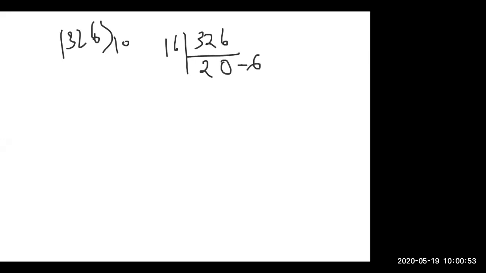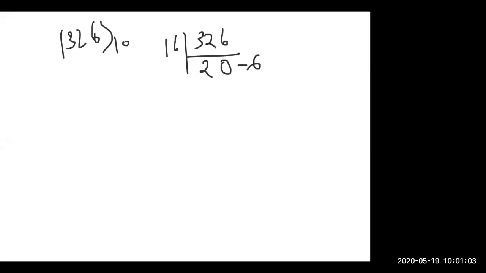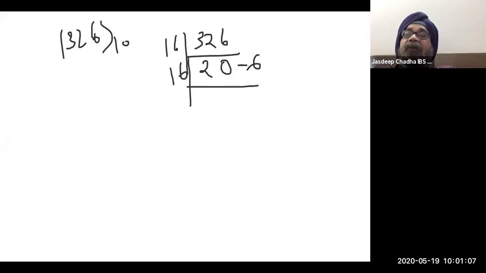Next. Sir, quotient 16 2s are 32, right? So we are left with 6. So the remainder 6 is left. Okay, yes. Now again divide by 16. 16 1s are 16, remainder is 4.